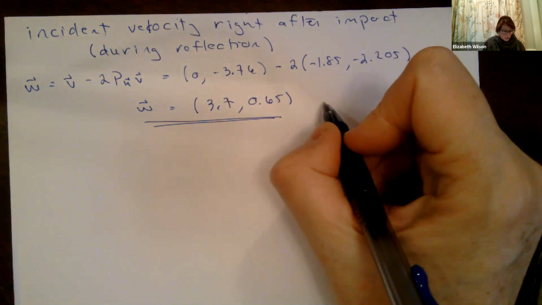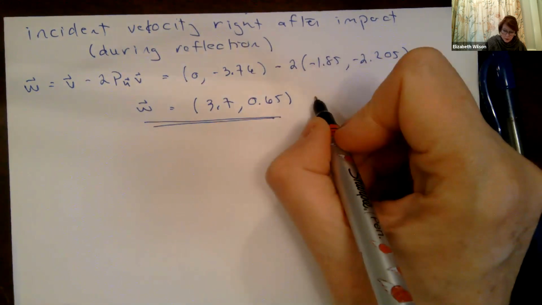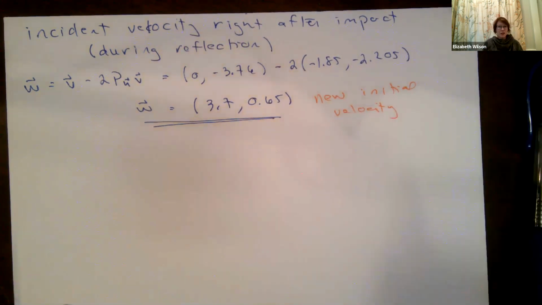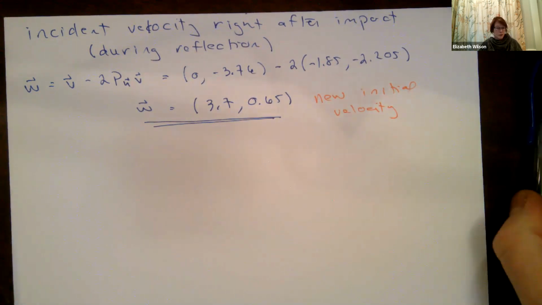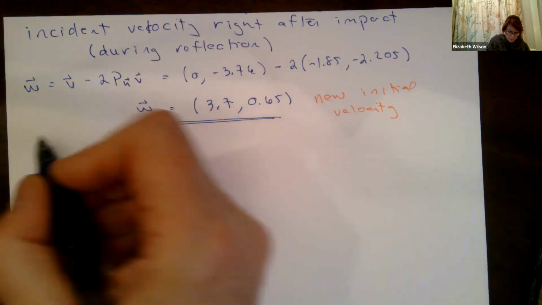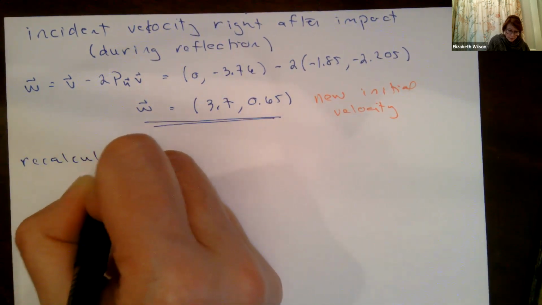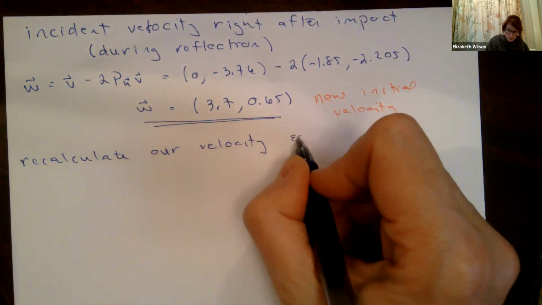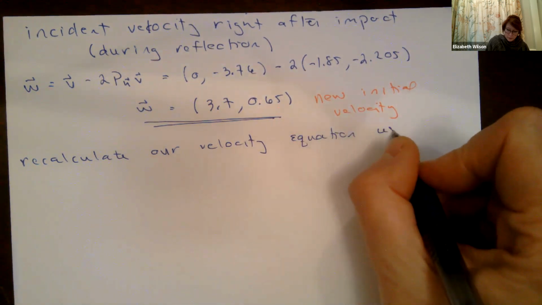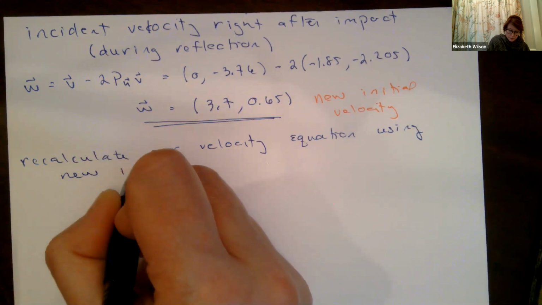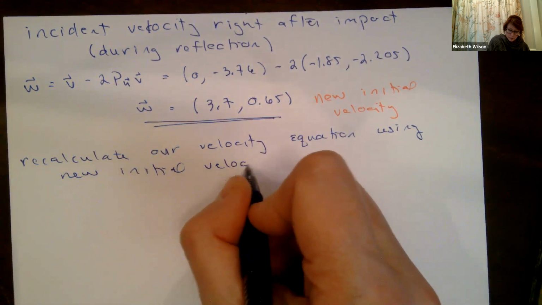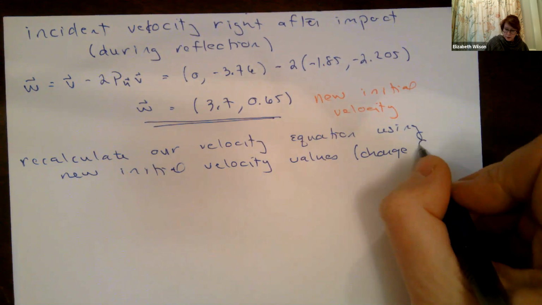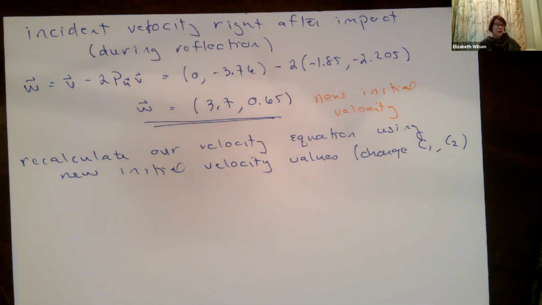So this becomes our new initial velocity. We're going to use that to figure out where we're headed. What's our new position? So we need to recalculate our velocity equation using our new initial velocity values. And what does that change? That's going to change our C1 and C2 in our equation, which is going to change our position.